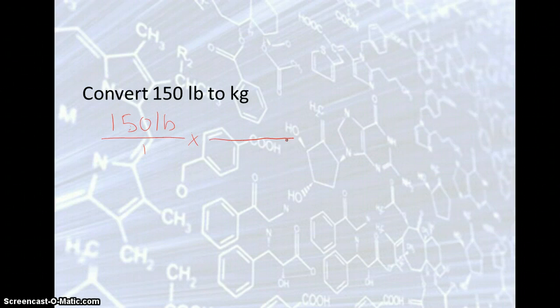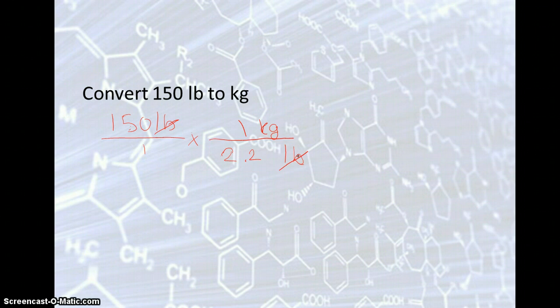Now I'm trying to get the pounds to cancel out. So when you're trying to cancel something, it's always going to go in the bottom if your unit is in the numerator. So I want the number associated with pounds to go over here. Let's write 2.2 pounds on the bottom, and let's write 1 kilogram on top. If I did this correctly, my pound unit will cancel on top with the pound unit on the bottom. Now all I have to do is simply do the arithmetic.